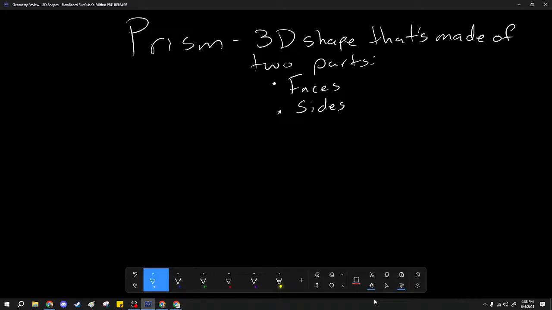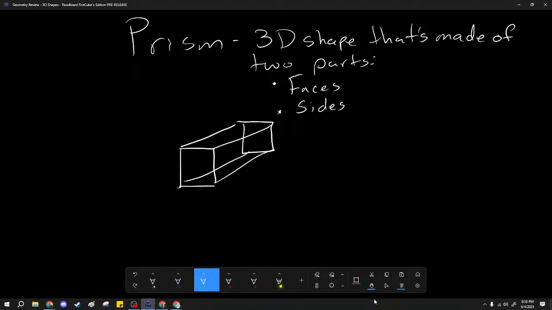For example, here is what's called a rectangular prism. My front face is a square or a rectangle, and the back face is a rectangle. Connecting them gives me this long rectangular box, right? It's like a long box.